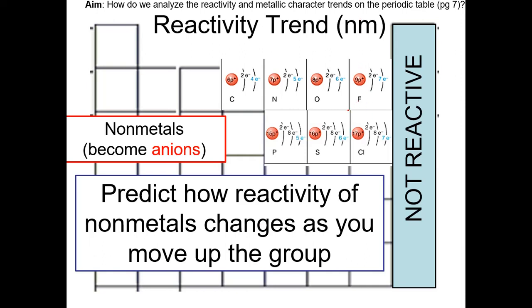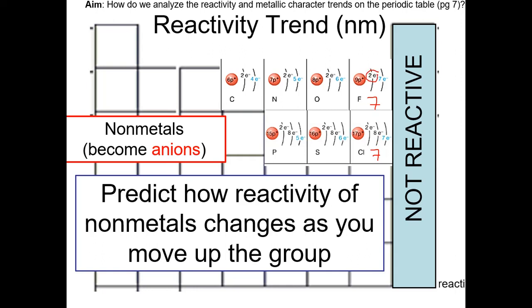What is the effective nuclear charge of fluorine? It is 7. 9 minus 2 is 7. How about chlorine? It is also 7. So this means that the effective nuclear charge is the same for both elements. That means the attraction felt by the valence electrons is the same for both elements. So imagine that they have basically the same size magnet.